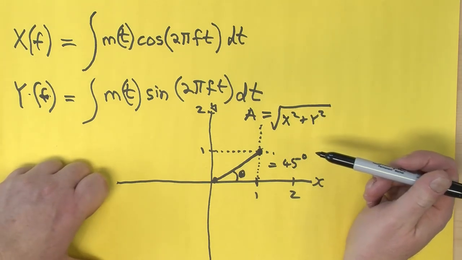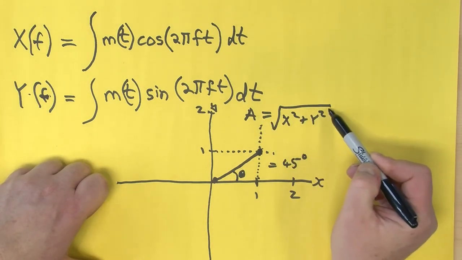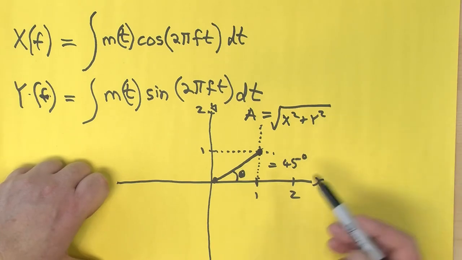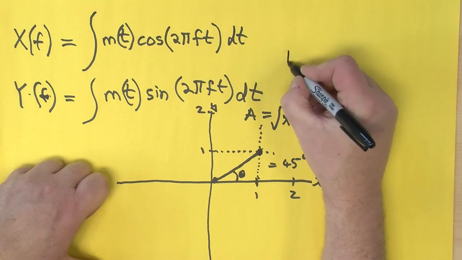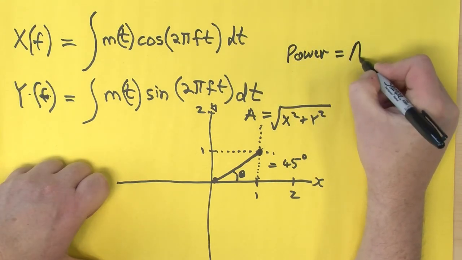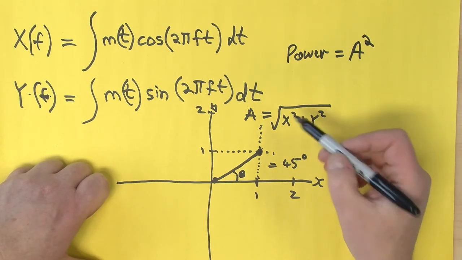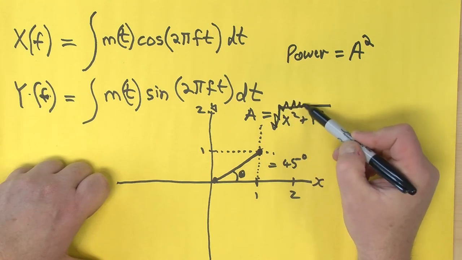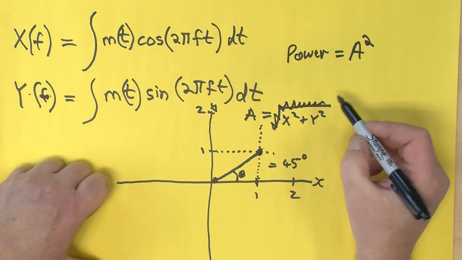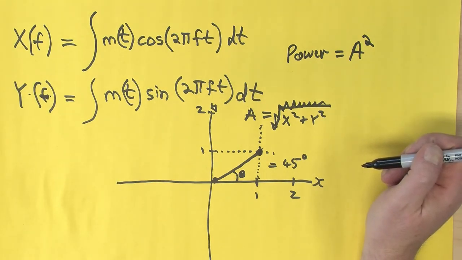Now, there is one other thing I should point out. This is the amplitude at a particular frequency. In a spectrum, we usually deal with power, and power is generally proportional to the amplitude squared. So if we wanted the power, we wouldn't even need to bother with the square root operation, which would make life even easier. So that's all there is to it.